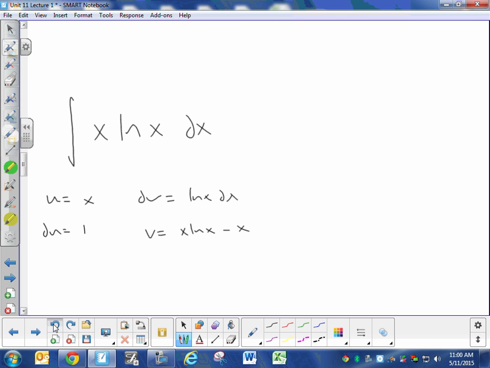Let's start over. If that doesn't help us, what should we do instead? Pick a different u and pick a different dv. So Mr. Meyer, what do you think u should be instead of x? Yeah, it should just be the log x. And dv maybe is x dx. Let's see how that works out.